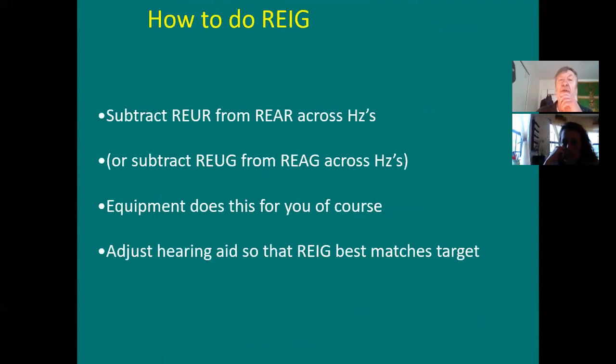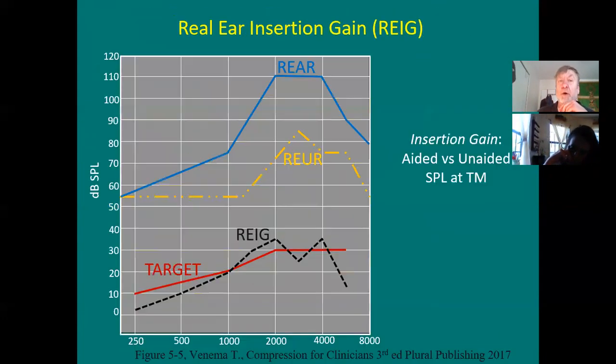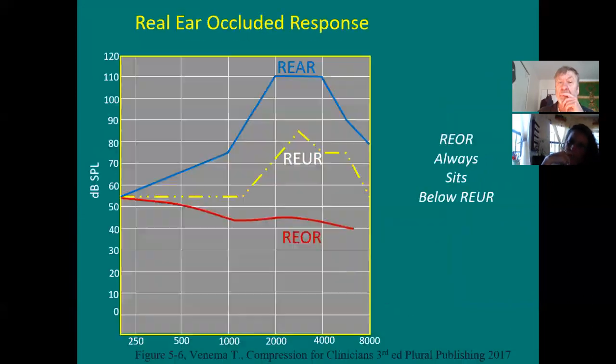Now, when you're doing real ear occluded response, REOR, here's why it was done. REOR was done to check if the vent of the hearing aid was working. If your vent was closed, then your REOR, real ear occluded response, would sit way below your real ear open unaided ear canal response.